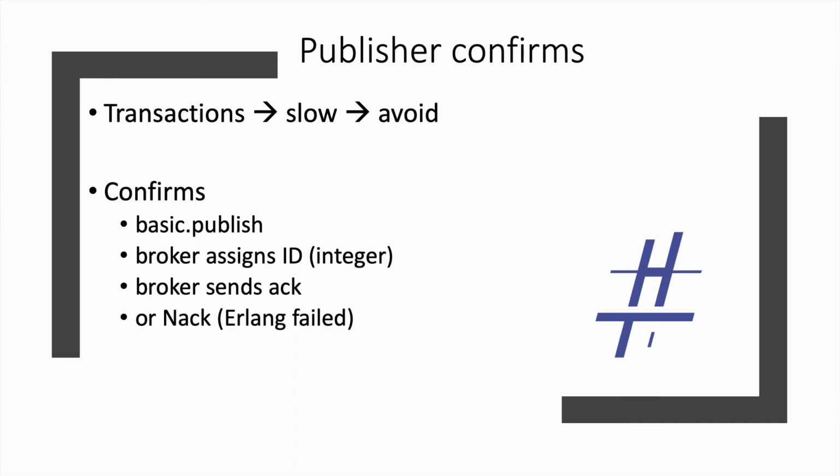And this is only happening if something in Erlang failed. So if the message is not routable to any queue or something, this will not send a NACK. This is important because you might expect you get a NACK when the routing does not take place. But in the end, you only get ACK if it's fine with the broker and NACK if it's not fine. So the broker itself failed.